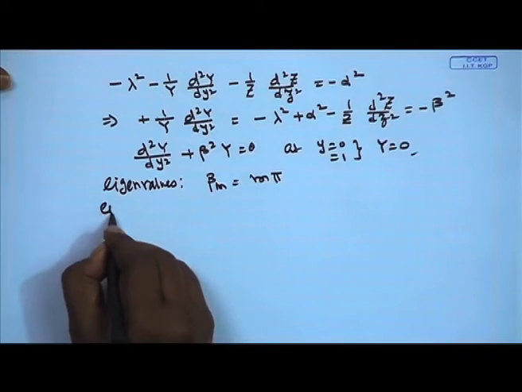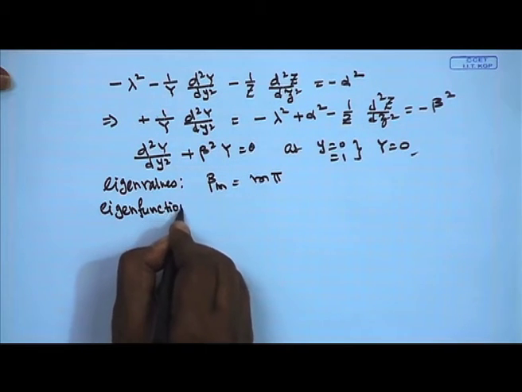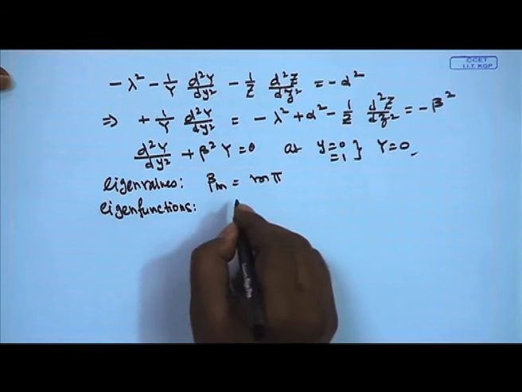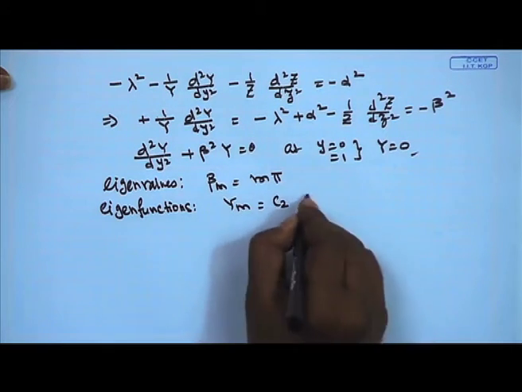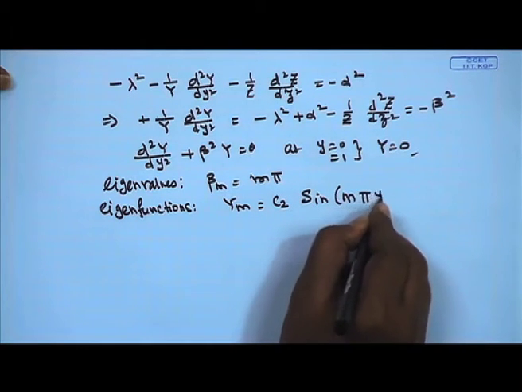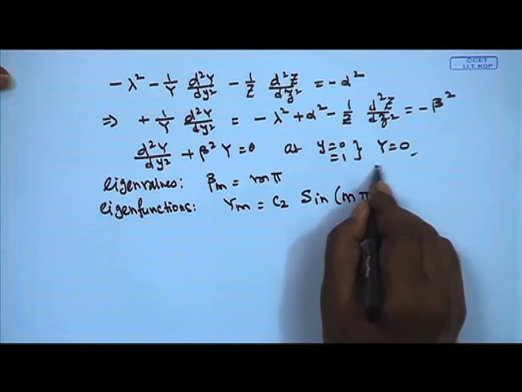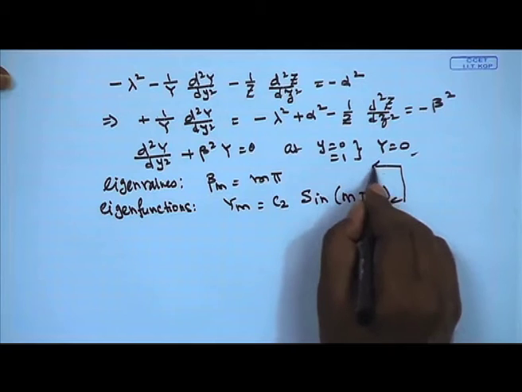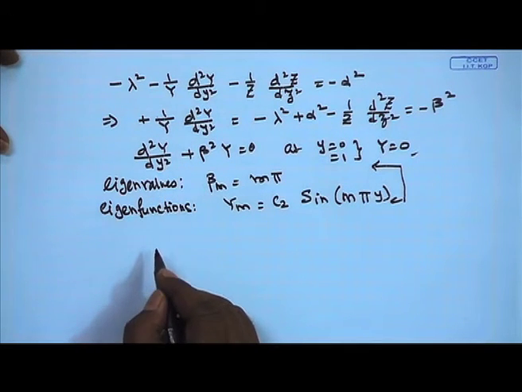The corresponding eigenfunctions are sine functions. So, y m is equal to C2 sin m pi y. That gives the complete solution of the y varying part, and now let us look into the z varying part.